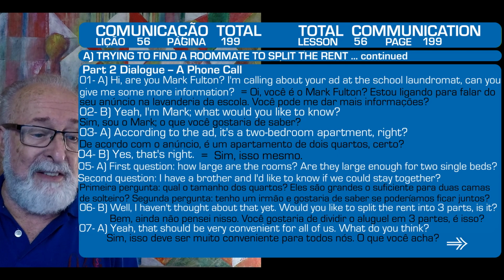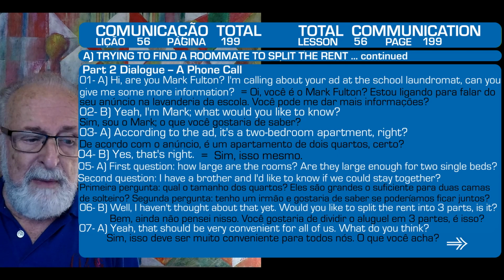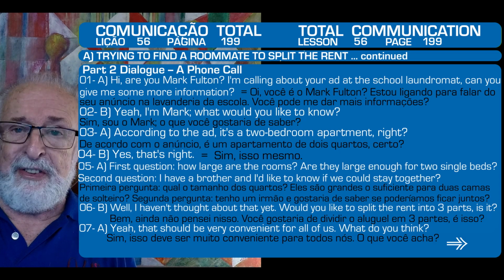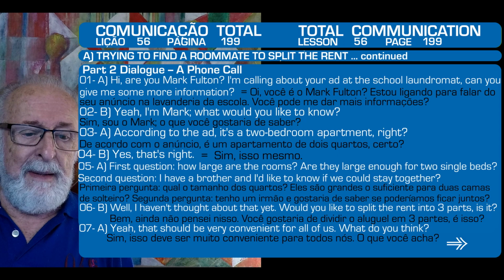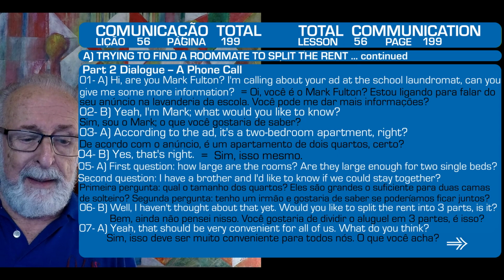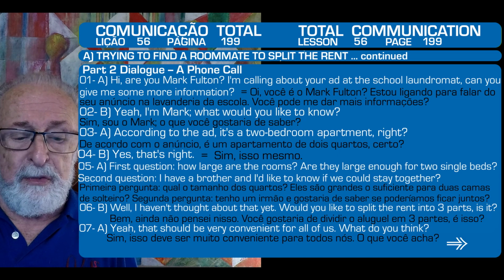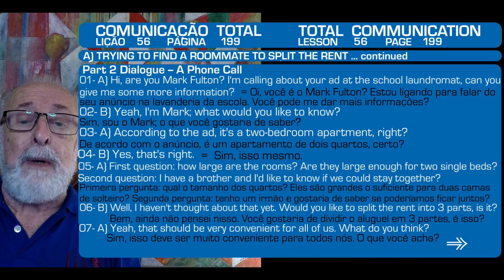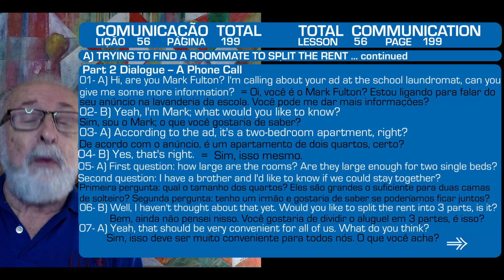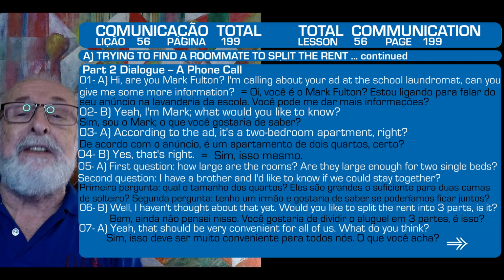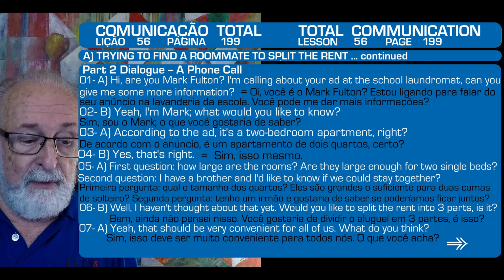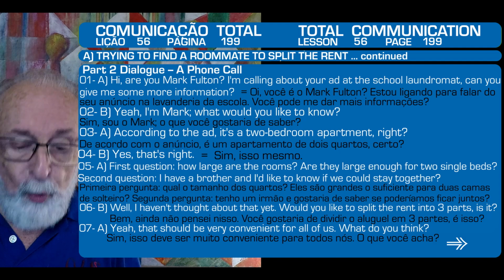Then Mark says, yes, that's right. Sim, isso mesmo. Then the guy says in line 5, first question. How large are the rooms? Primeira pergunta. Quer dizer, literalmente é quanto grande que são os quartos. Nós dizemos, qual o tamanho dos quartos? Nós vamos traduzir como, qual o tamanho dos quartos?